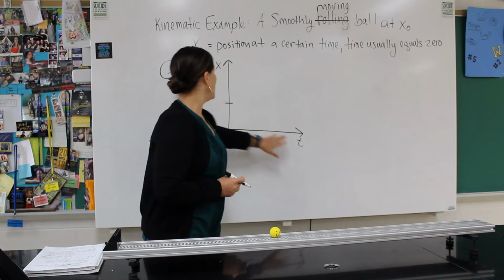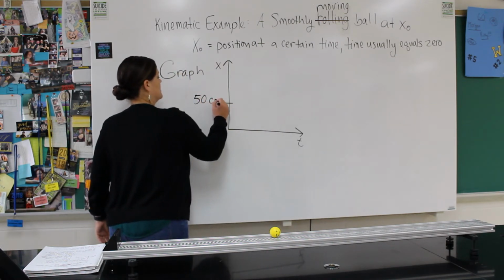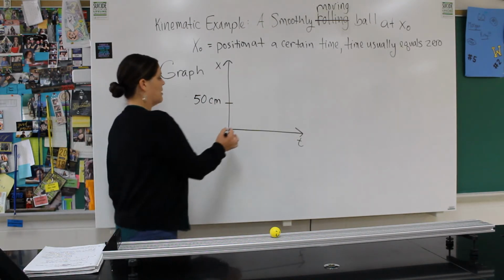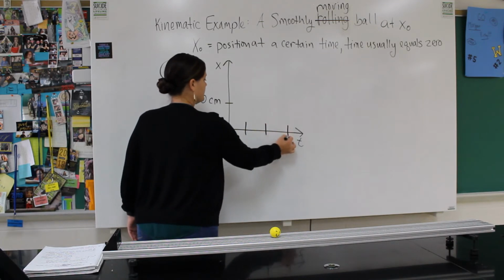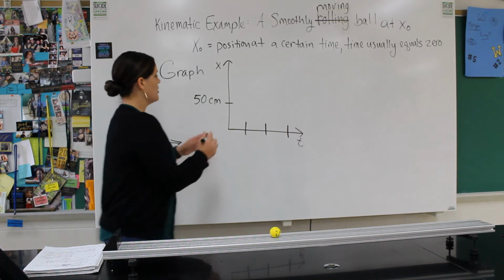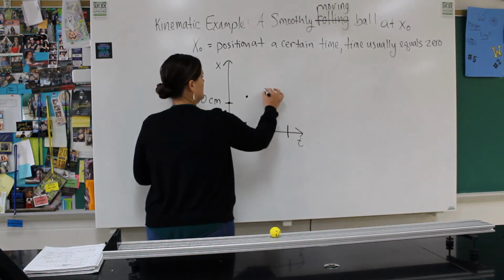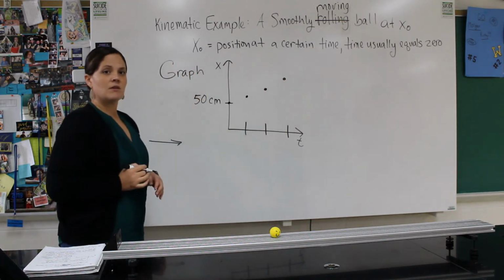Make sure you have time and position, and she's starting at 50 centimeters for her position. Now let's mark some equal time intervals, and then let's put in what's happening. So at each time, Janice is moving up equal amounts.